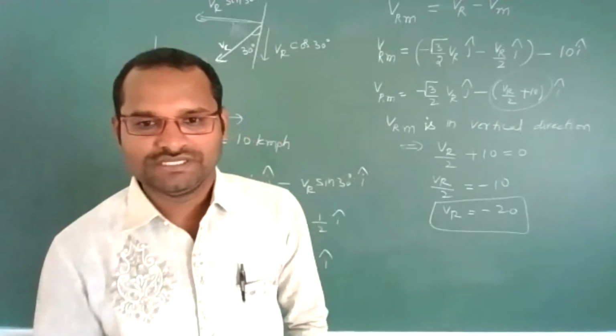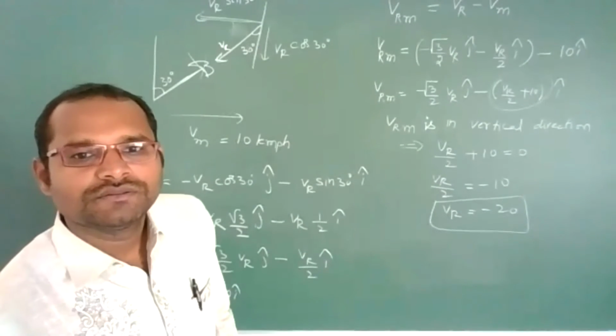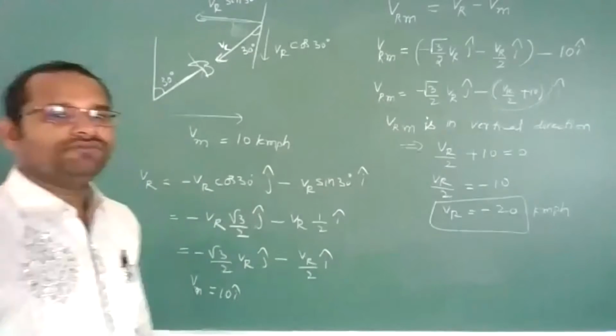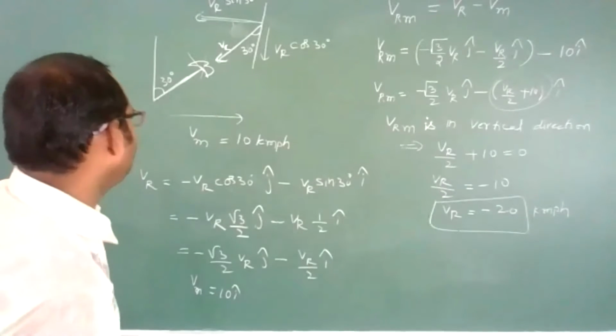See question. Question C, no? Find velocity of rain with respect to man and also calculate actual speed of raindrops. Actual speed of raindrops we got 20 km/h. Yes. Velocity of rain is 20 km/h. Minus sign indicates it is in downward direction. Now what we want? We want velocity of rain with respect to man now. Okay? Yes. So let us find that also. They are asking find velocity of rain with respect to man. Okay, we will find.